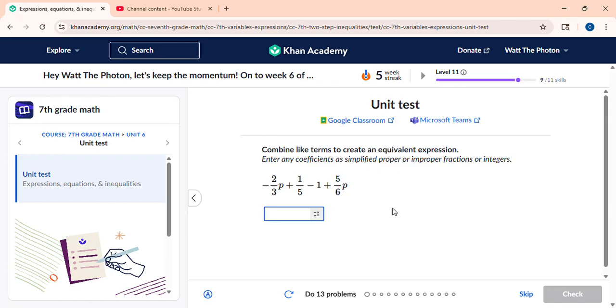Negative 4 over 6b, so that's 1 over 6p. So p over 6 minus 4 over 5. So p over 6 minus 4 over 5.